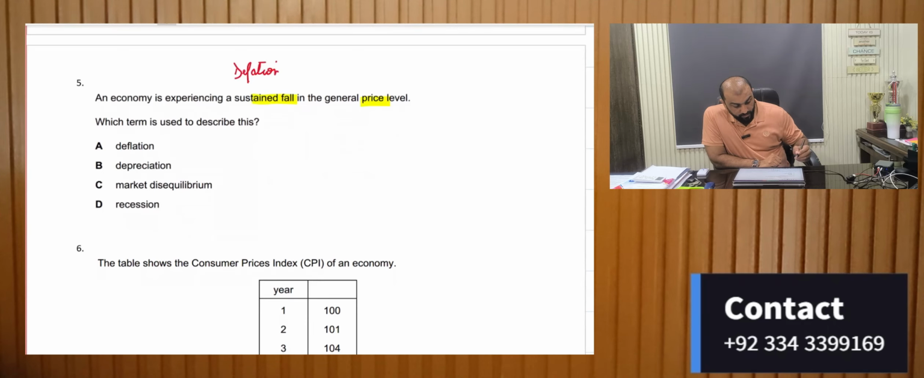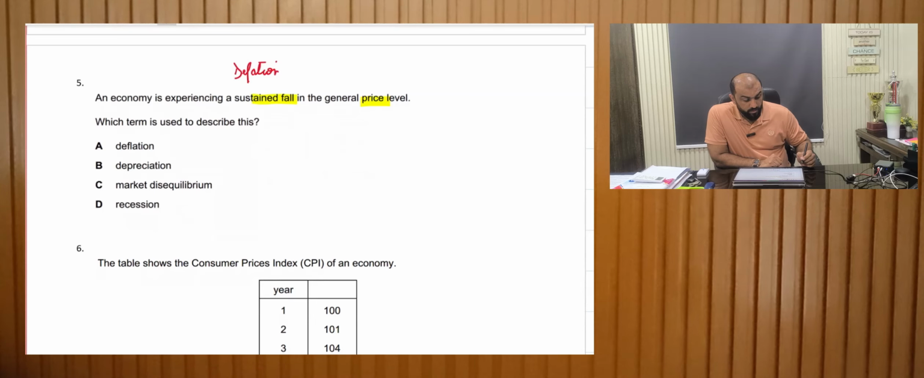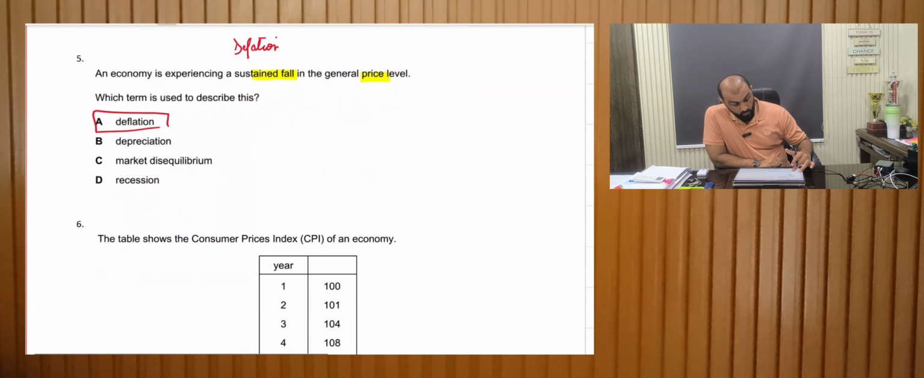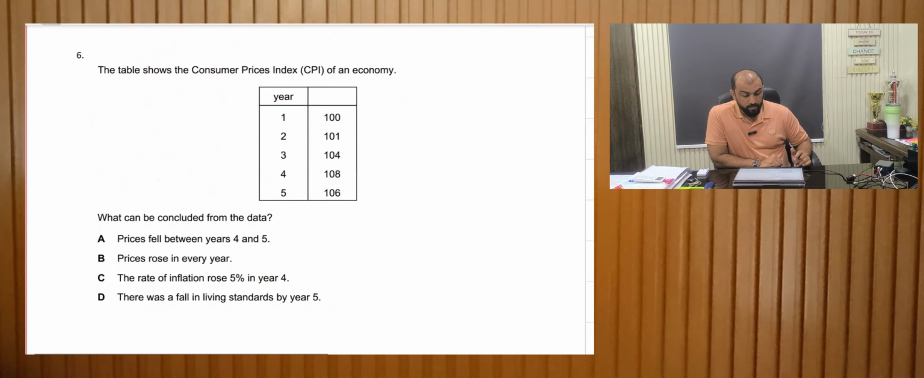Okay, spelling is incorrect. Which term is used to describe this? I just wrote the answer as deflation. All right, let's move on. The table shows the consumer price index of an economy. What can be concluded from the data?